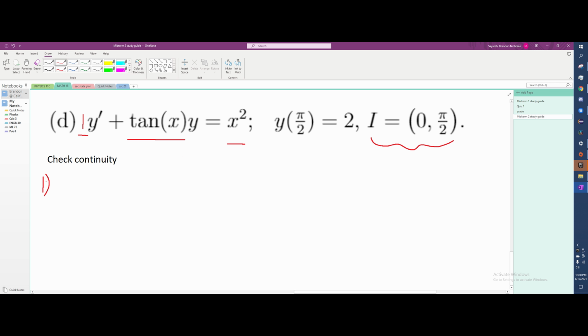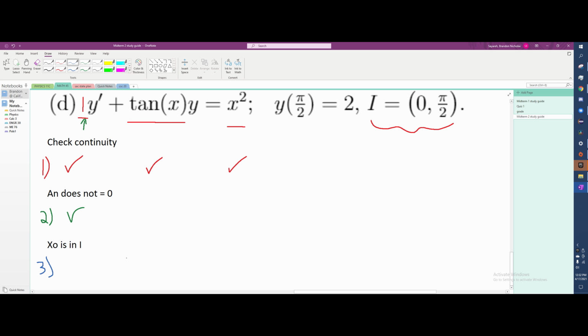On this interval, 1 is just going to be 1, so that's fine. On the interval, x squared also exists. For here, tangent also exists. For step 2, we need to make sure our a of n, which is our first value right here, does not equal 0 on the interval. Well, it equals 1, so it cannot equal 0. So this step passes as well.